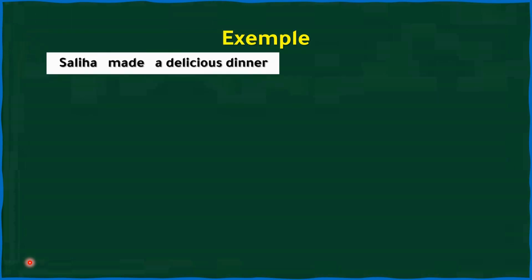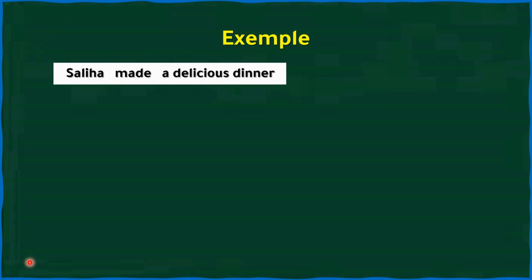An example. Here is another example. Saliha made a delicious dinner. What are the components of the sentence? We have Saliha. Saliha is the subject of the sentence.